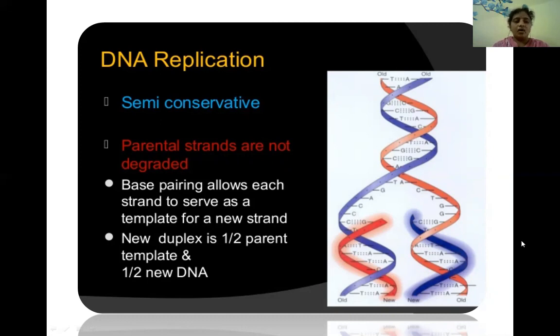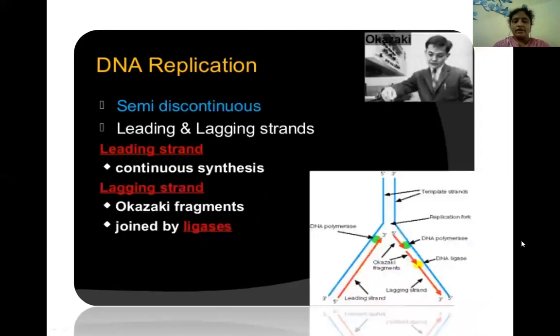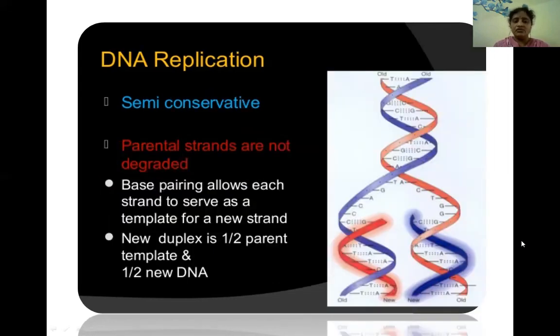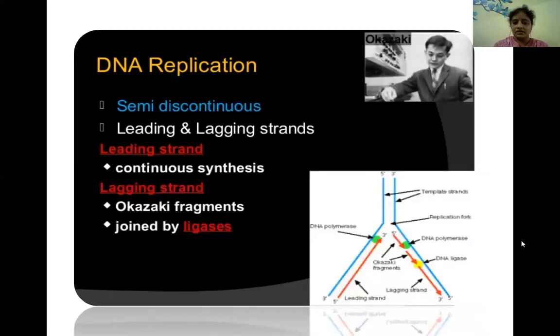DNA polymerase alpha, delta, and epsilon are the replicases in eukaryotes. DNA synthesis occurs always from 5 prime to the 3 prime direction. DNA replication exhibits the following characteristics. This is the semi-conservative model. This is one characteristic, and another characteristic is the semi-discontinuous model.